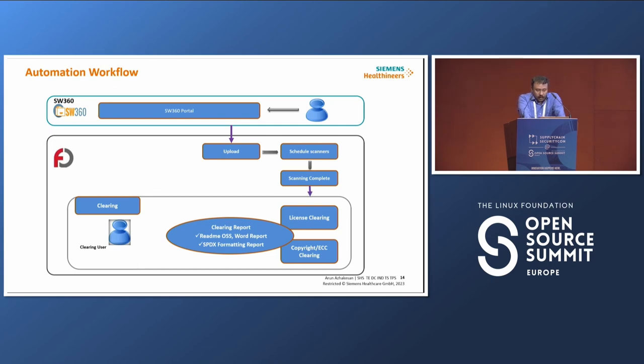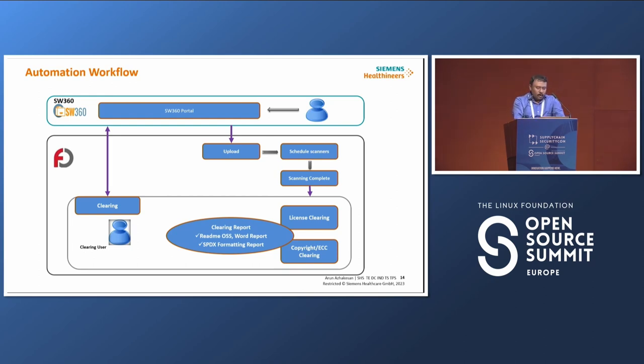Then it goes for a review. In FOSSology, review is mostly manual. There is some automation, around 10 to 15%, that works, but not more than that. So it's mostly manual. Once you have the findings, the clearing user goes through the findings, clears the package, and then creates a report and uploads it back to SW360.